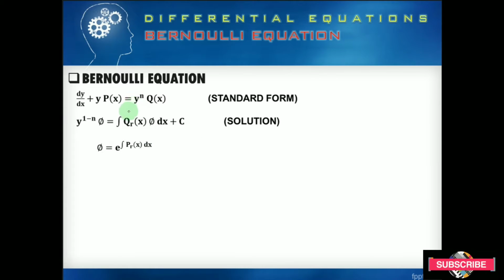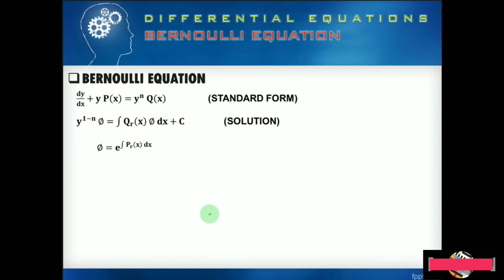In our previous lecture video, we used this standard form, in which the problem involves dy over dx plus y times this function p as a function of x is equal to y to the n times q as a function of x, where the solution is y raised to the power of 1 minus n times phi is equal to the integral of q as a function of x times phi dx plus c. And our integrating factor phi there is e raised to the power of the integral of p as a function of x dx.